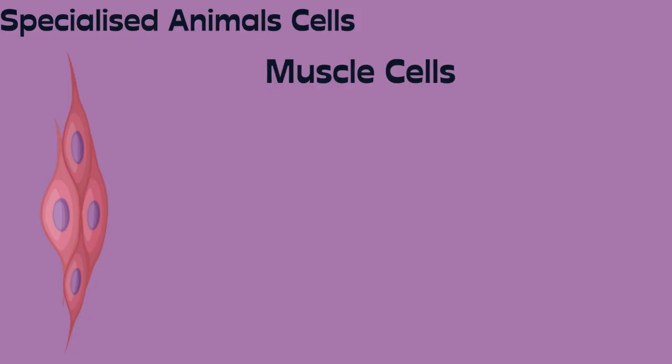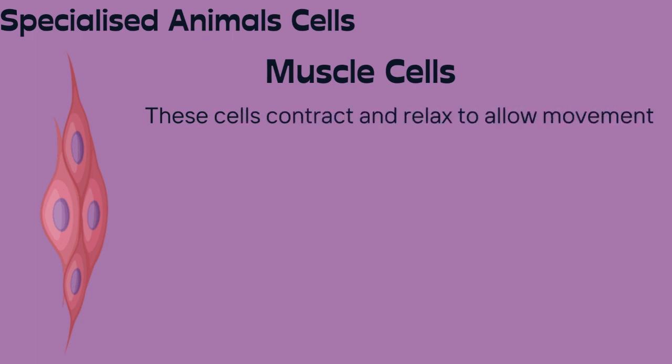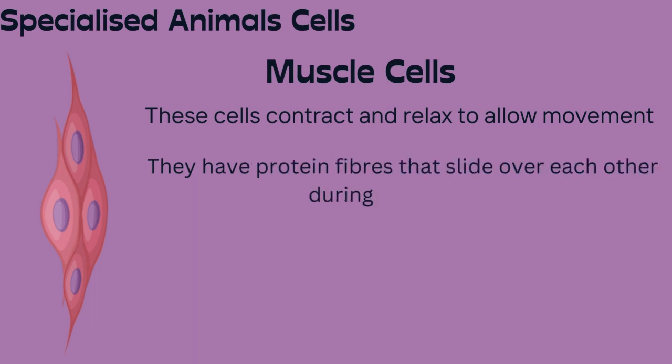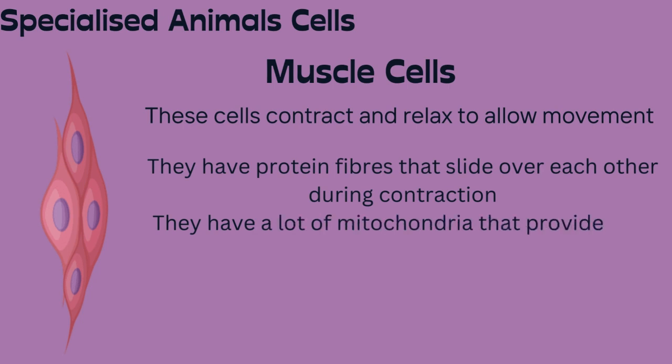Muscle cells next. These cells contract and relax to provide movement. They have protein fibers that slide over each other during contraction, and they have a lot of mitochondria to provide the energy they need for movement.